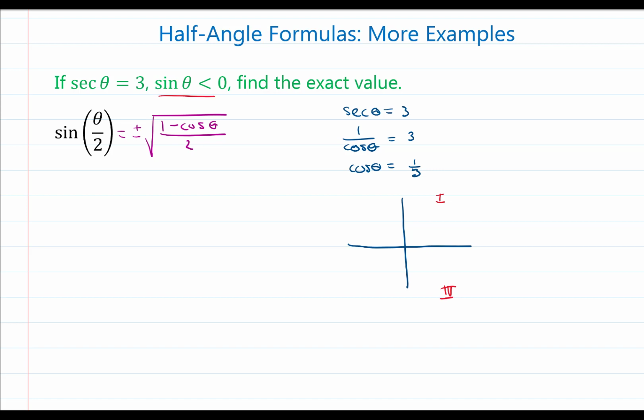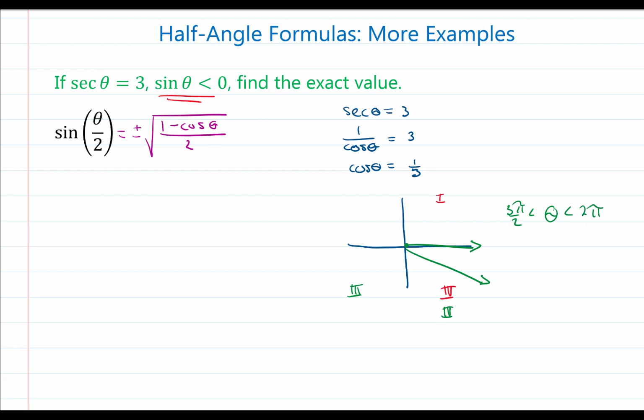But we also know that sine of theta is less than 0. So if sine of theta is less than 0 or negative, that means that my terminal side should be either in quadrant number 3 or quadrant number 4. Since the overlap occurs in quadrant number 4, we know the terminal side for angle theta should be in quadrant number 4. This means theta is going to be greater than 3 pi over 2, but less than 2 pi.